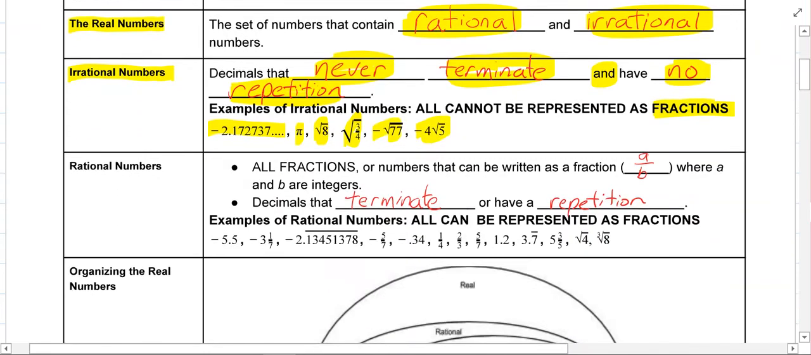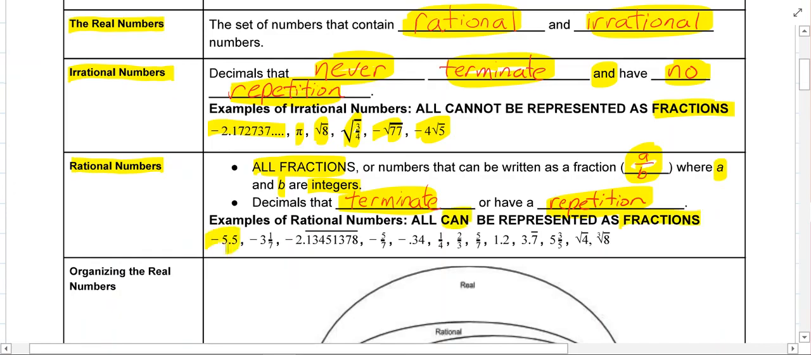Let's move down. What are rational numbers? Rational numbers are things that we can actually write as fractions. There are all kinds of numbers that can be written as a fraction. What's a fraction? Basically like this, a over b, where a and b are integers. And you know what those mean? All the positives and negatives and 0. Next, decimals that terminate, or decimals that have a repetition. Repetition, not reputation. All right, so here are some examples of rational numbers, and these are the ones that can be written as fractions.